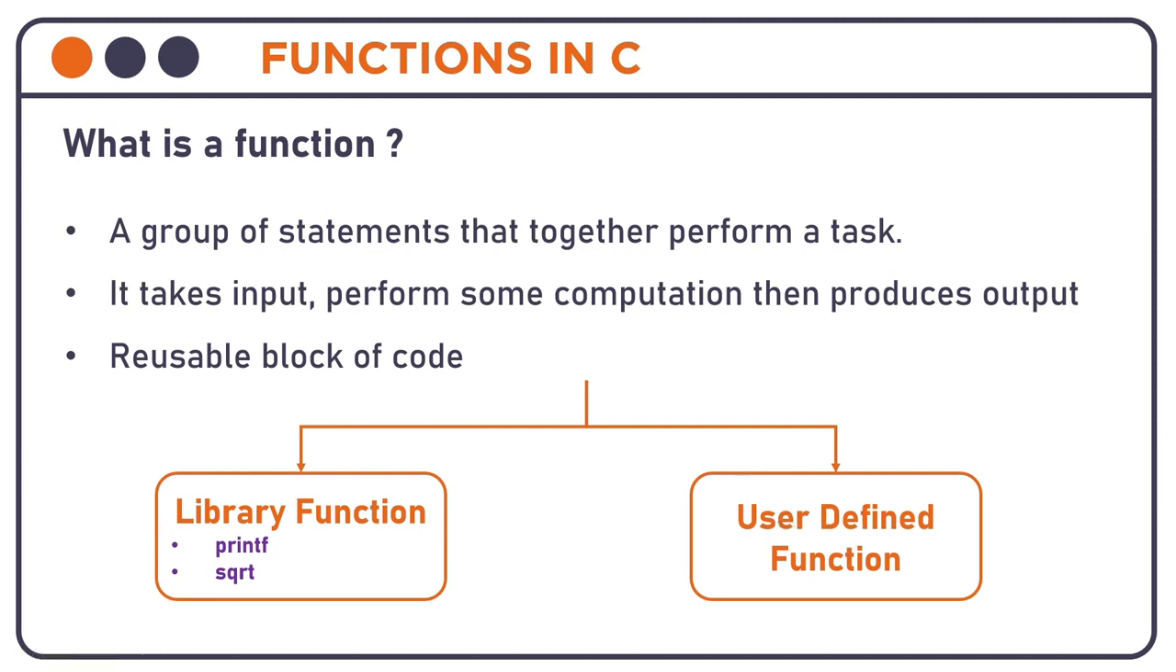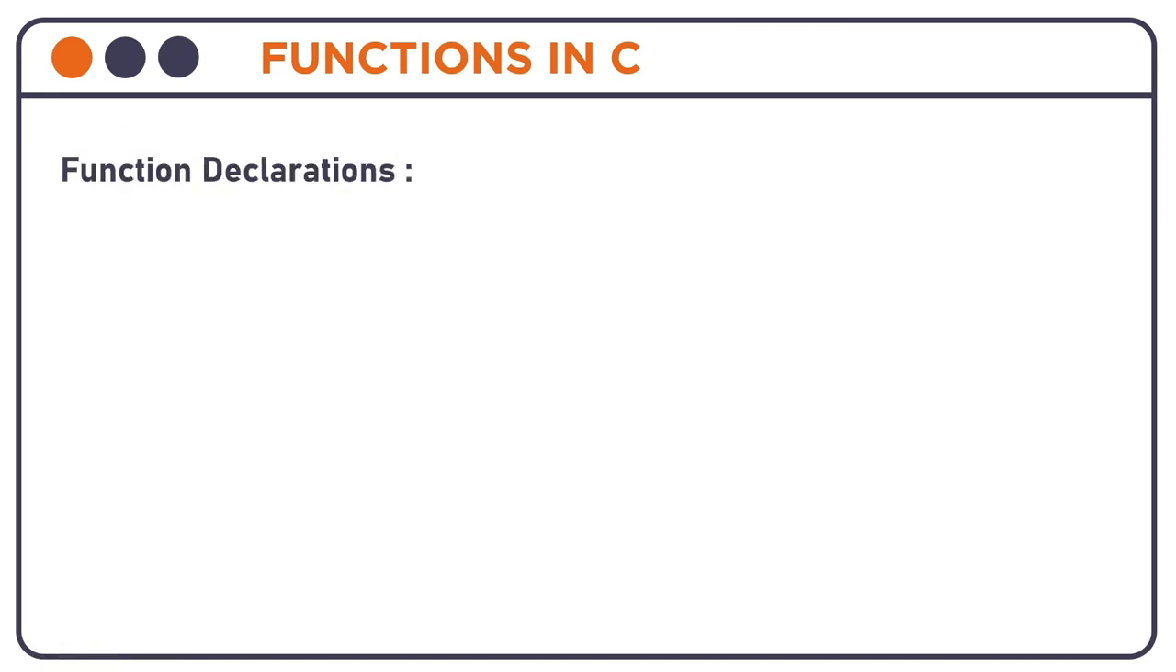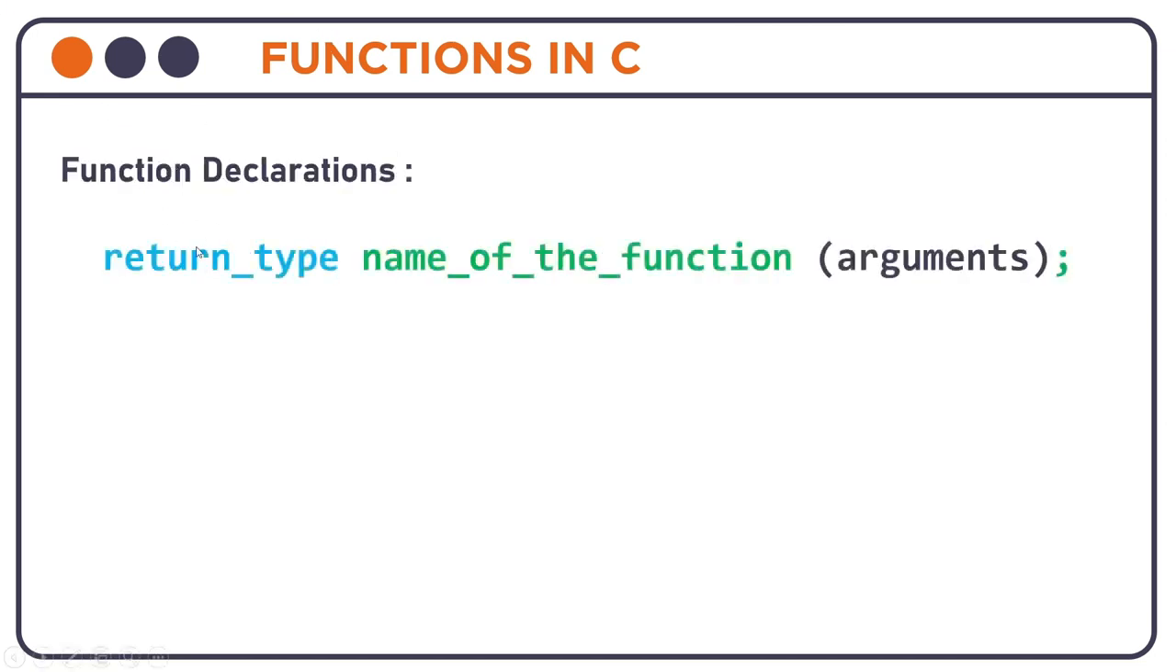So let's see how to create a function. First of all, we have to declare a function. To declare a function, we have to specify the return type. It can be character, it can be integer, it can be void. Void means it doesn't return anything. Then the name of the function, then arguments. If the function accepts arguments, we have to specify them. If it doesn't accept any argument, we just use the parentheses.